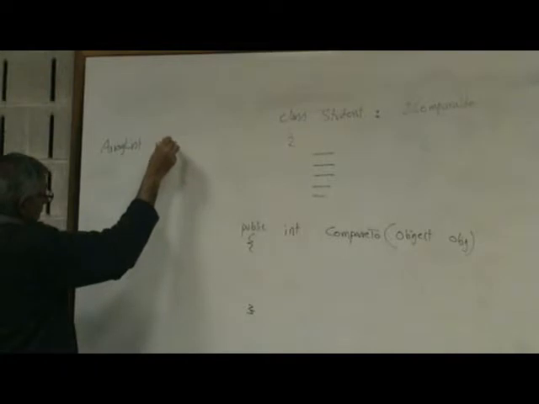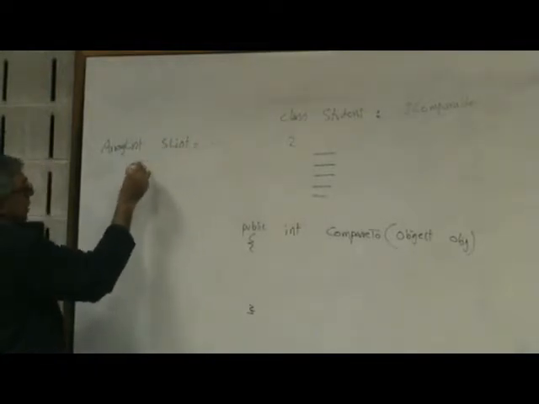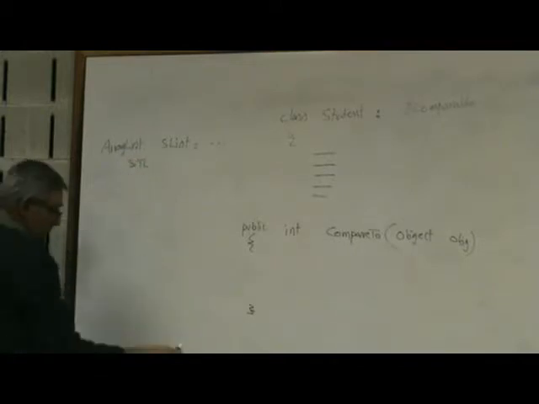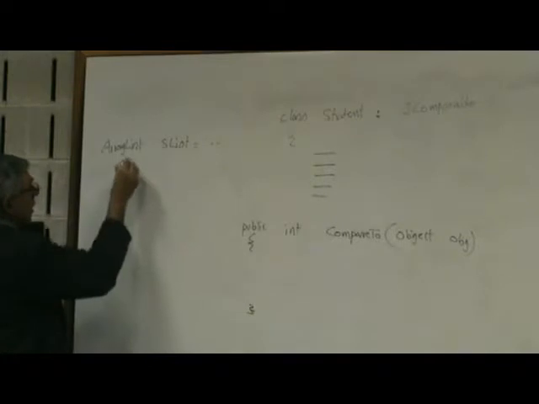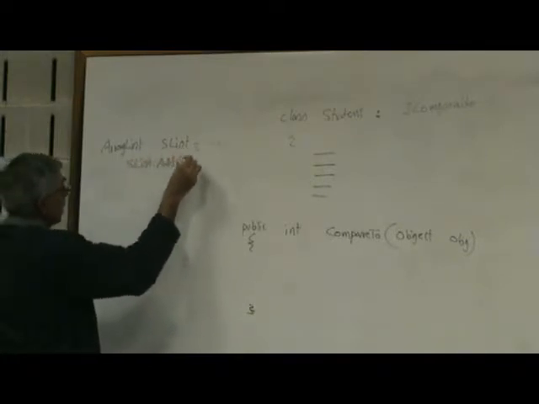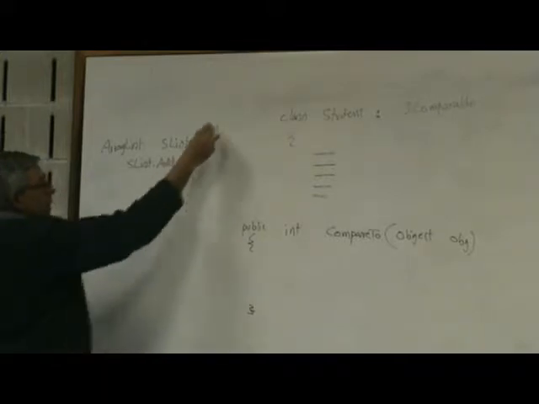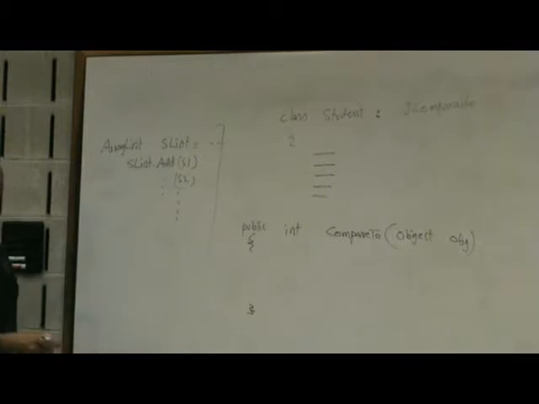Let's call it SList, okay? And suppose we added a lot of students to it. So we did slist.add S1, and then S2, and so on. Okay, so we have, let's say, 100,000 students added to the array list, right?